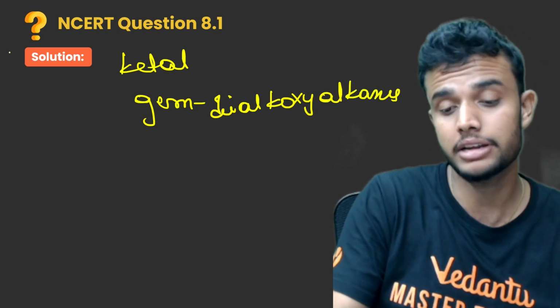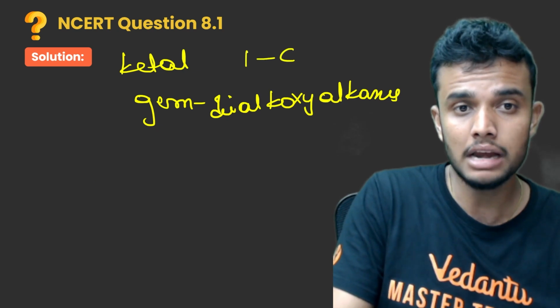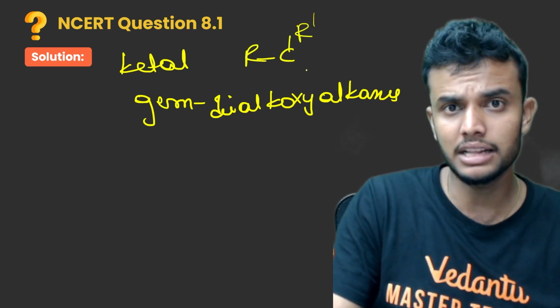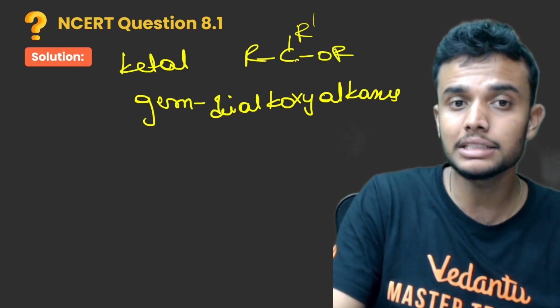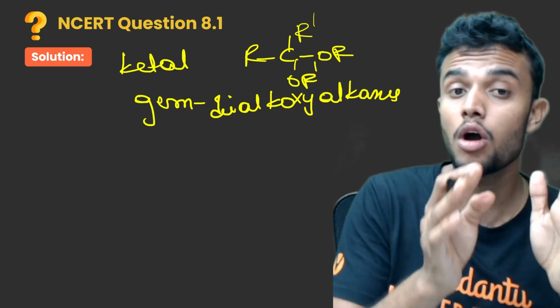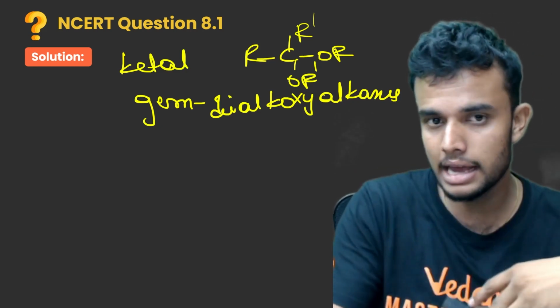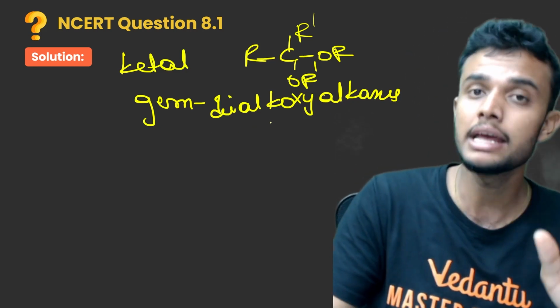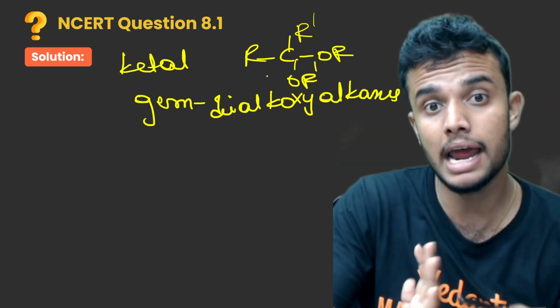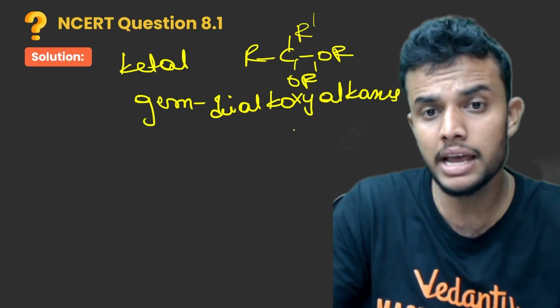The structure of the ketal is very simple, students. We already know gem dialkoxy is nothing but OR groups attached to the same carbon atom on the same side. It's called gem dialkoxyalkanes. Gem dialkoxy is nothing but OR and OR' groups attached to the same carbon atom.